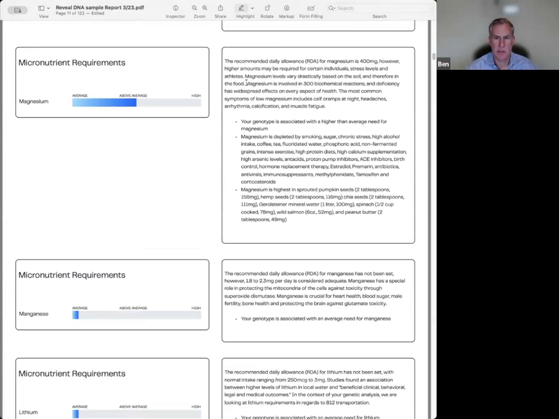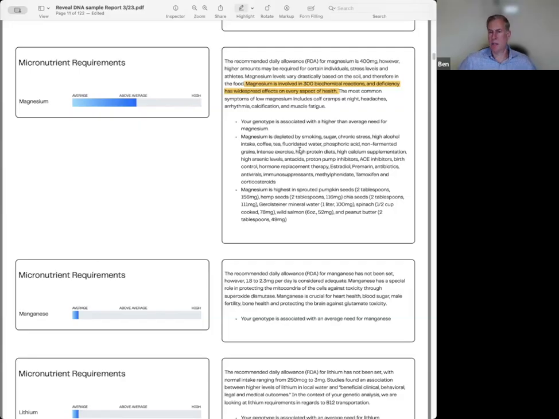You see all the uses of magnesium, 300 biochemical reactions, and deficiency has a widespread effect on every aspect of health. Low magnesium includes calf cramping at night, headaches, arrhythmia, calcification, muscle fatigue. This person has a higher than average need because they're above average. And so we can see they're depleted.